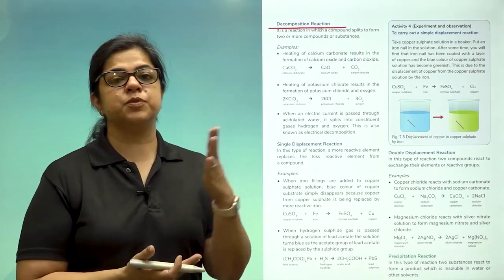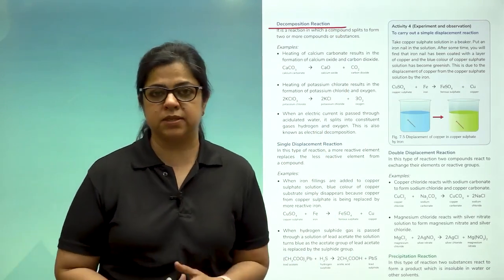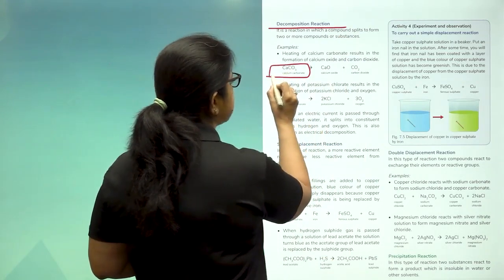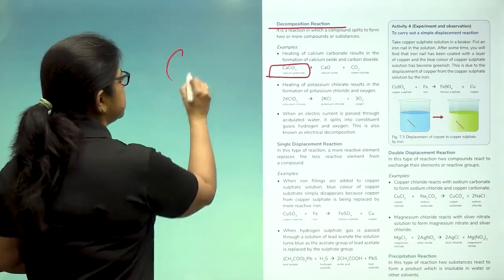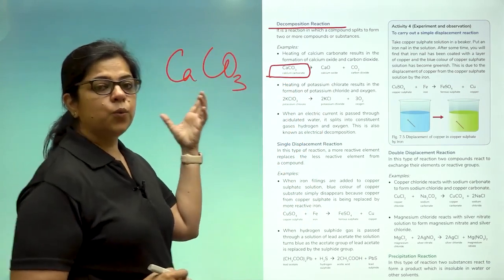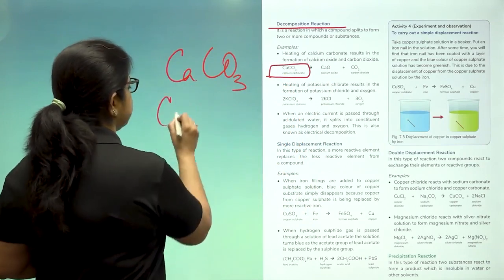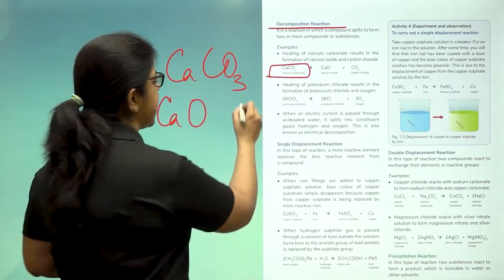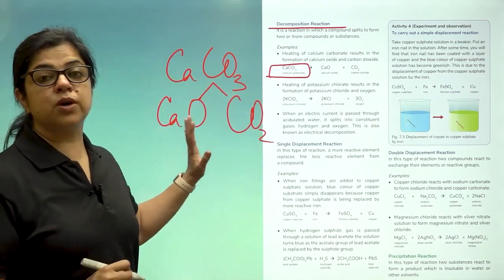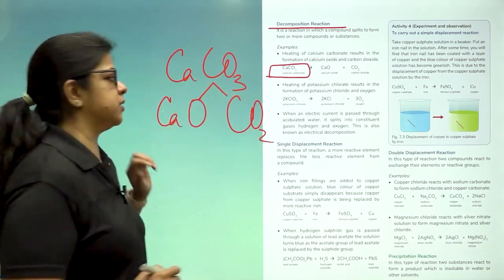Decomposition means when a substance is broken into smaller pieces. So let's take the example of the first reaction, calcium carbonate. Calcium carbonate is a compound which is broken down into calcium oxide and CO2. So it is breaking down into two. So what is this? A decomposition reaction.